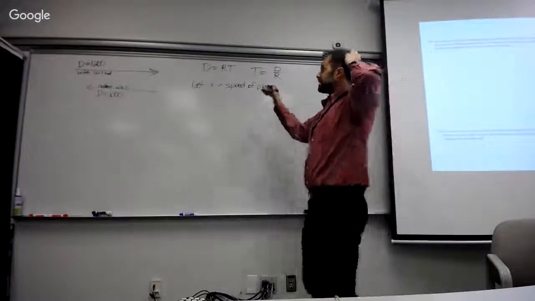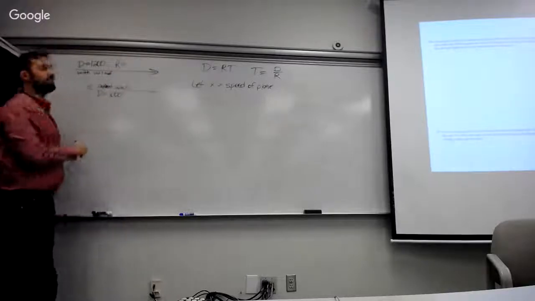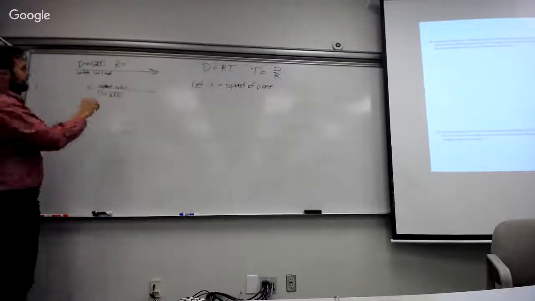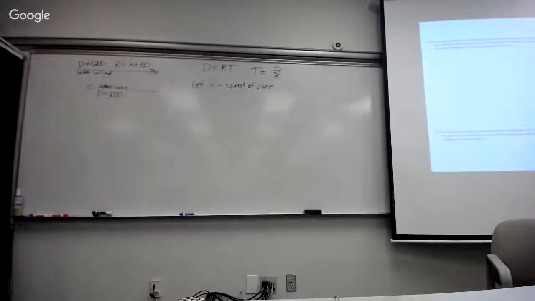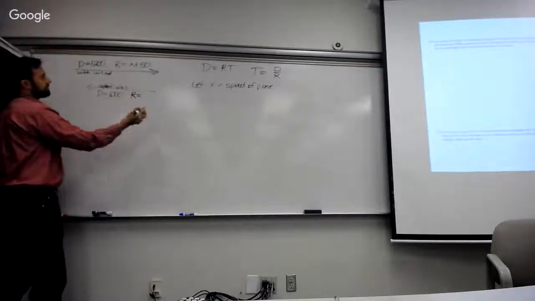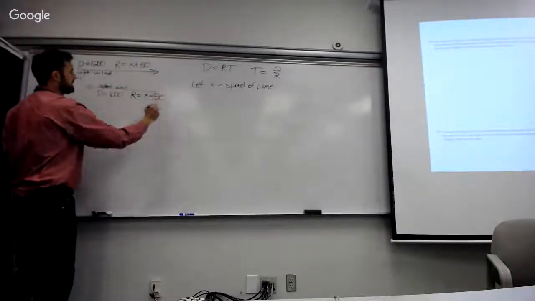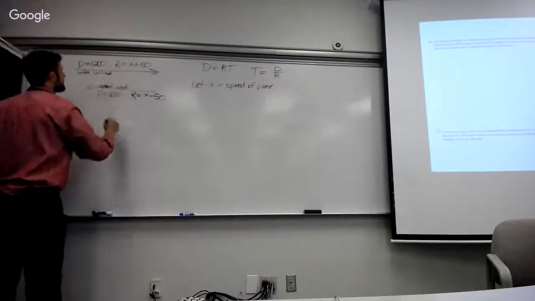So if x is the speed of the plane, then what is the rate of the plane with the wind? X plus 50. Yeah, x plus 50, because the plane is going with the wind. So it's picking up an additional 50 miles per hour. Whereas what's the rate going against the wind? Yeah, x minus 50. Because the plane itself is going x miles per hour, but it's going against the wind, so it's losing 50 miles per hour.